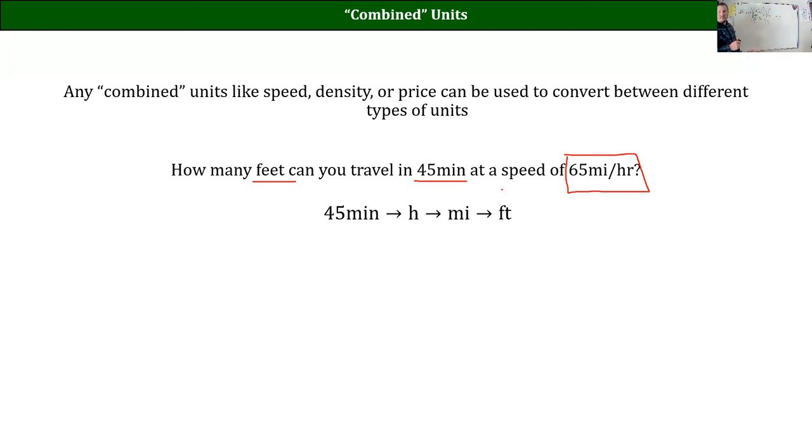Then we can use the speed. We want hours to cancel out. We want time units to go away and to be left in distance units. So we say, well, for every 1 hour, I traveled 65 miles. And then the last step is going miles to feet, which again, we know how to do. So minutes to hours, then we use the speed to go hours to miles, and then we can go miles to feet. This is also a very good example of why we need to be careful about MIN for minutes and MI for miles, right? We're dealing with both of them in the same calculation here. It'd be really easy to mix up your miles and minutes.